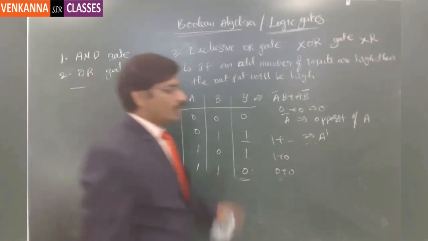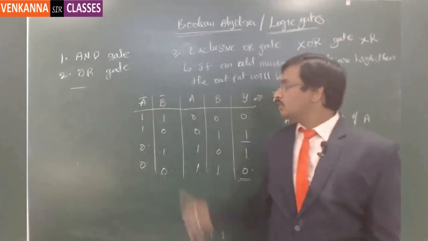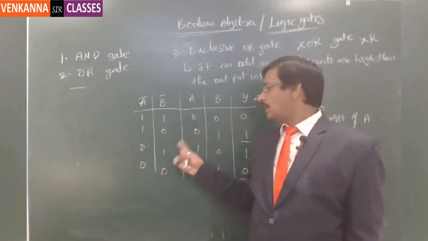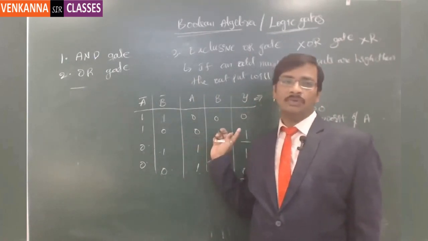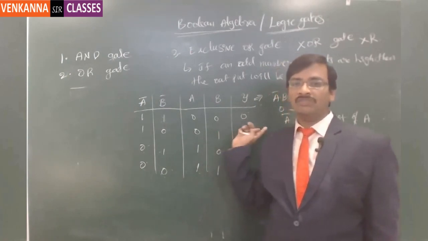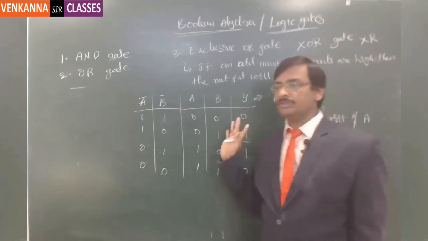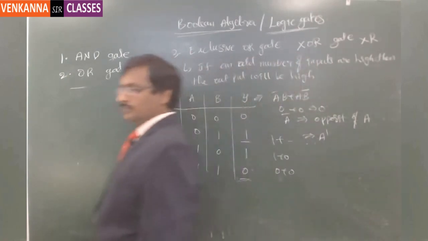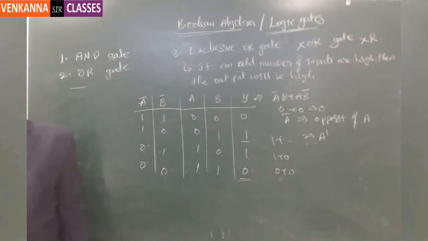Got it? So whatever the number of inputs is, you have to count; an odd number of inputs has to be 1. Then only the output will be 1. Otherwise it will be 0. This is how you can remember it. Got it?